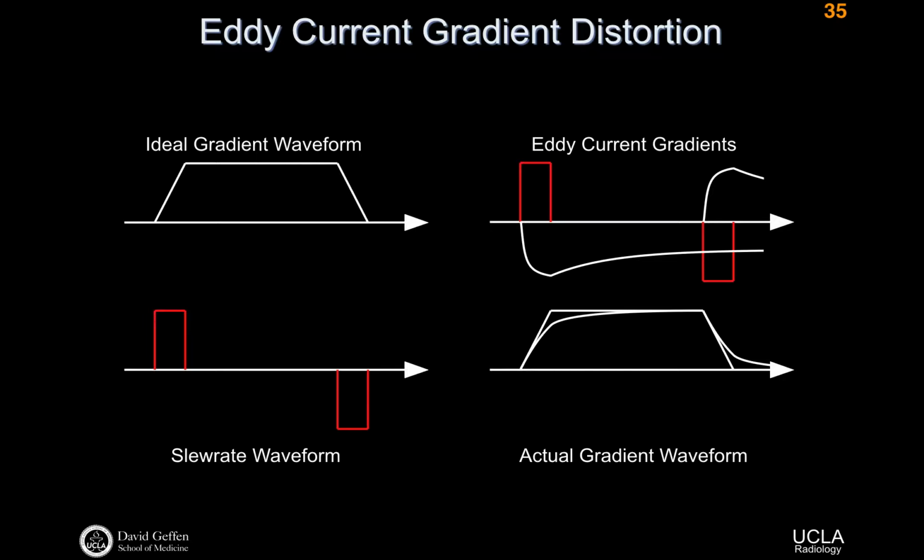And it's simply just the addition of your ideal gradient waveform with these gradients or fields that are coming from this inductive coupling between those underlying structures. And so anytime our actual gradient waveform deviates from our ideal gradient waveform, we're going to have some kind of artifact, right?